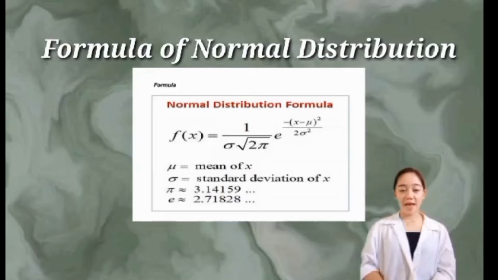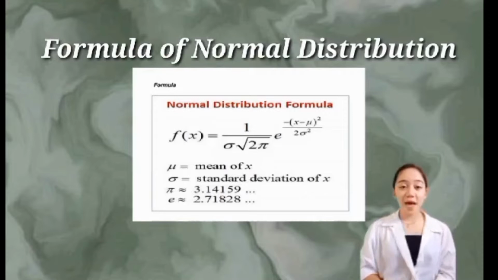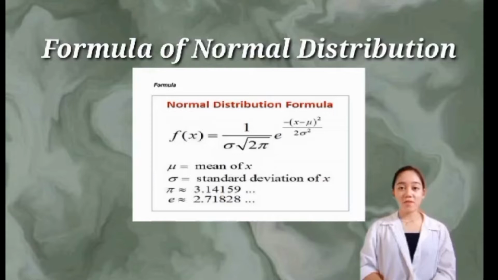where x is the random variable, the mu is the mean of x, the lowercase sigma is the standard deviation, and the pi is approximately equal to 3.14159 and so on, and the symbol e or the base of the natural logarithm is approximately equal to 2.71828 and so on. Therefore, the symbols pi and e are both constant, which means they cannot be changed or their values are permanent.